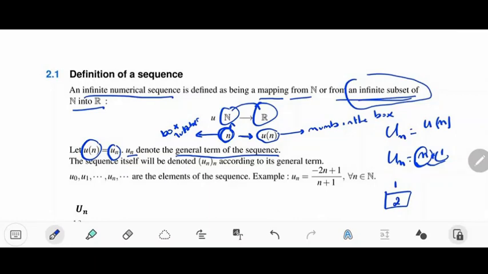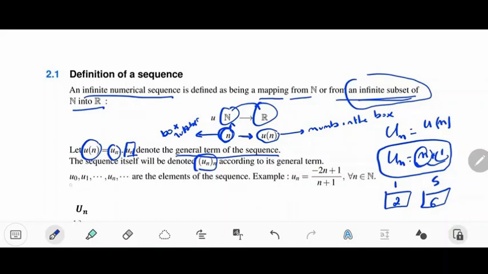So inside we have 2. For the box number 5, inside we have 6, and so on. So the sequence itself will be denoted (Un)n. When I say (Un)n, it means that I'm talking about the sequence. When I say Un, I will be talking about the general term, which gives the value at any given point n. So it's the general term that represents the relation or the formula that should be used to calculate the number at a given position n.